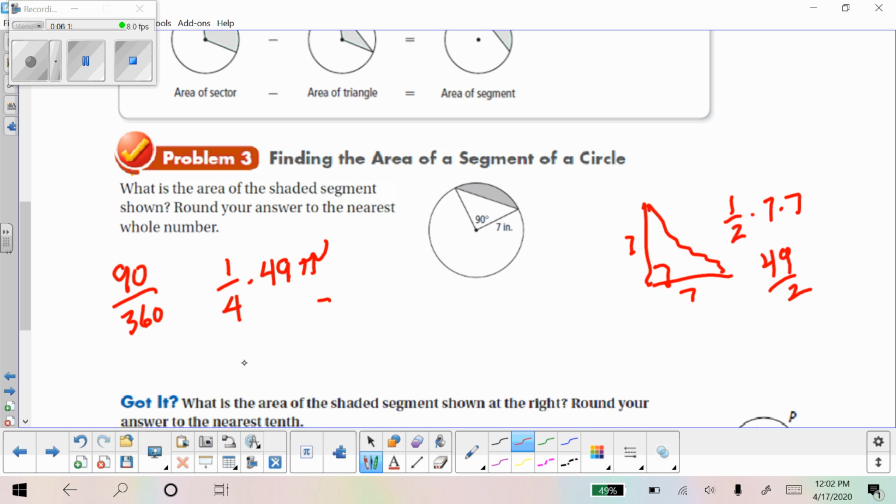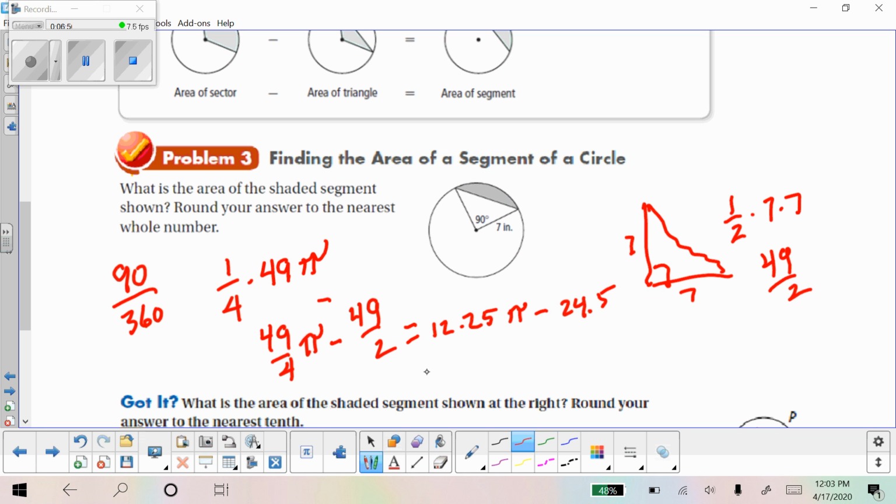So we end up with 49, 1/4 times 49 is 49/4 pi minus 49/2. If we were to leave that in terms of pi, you could change those fractions to decimals or just leave it the way it is right there. That would be fine. You could also write them as decimals, and then you would have 12.25 pi minus 24.5.